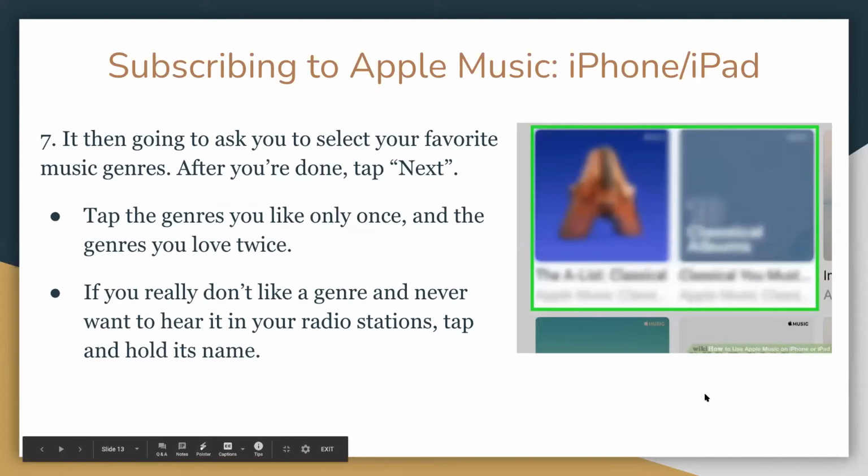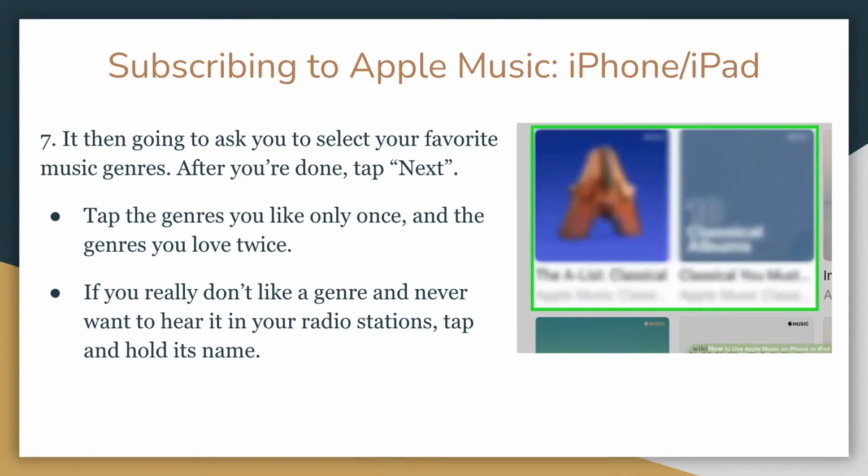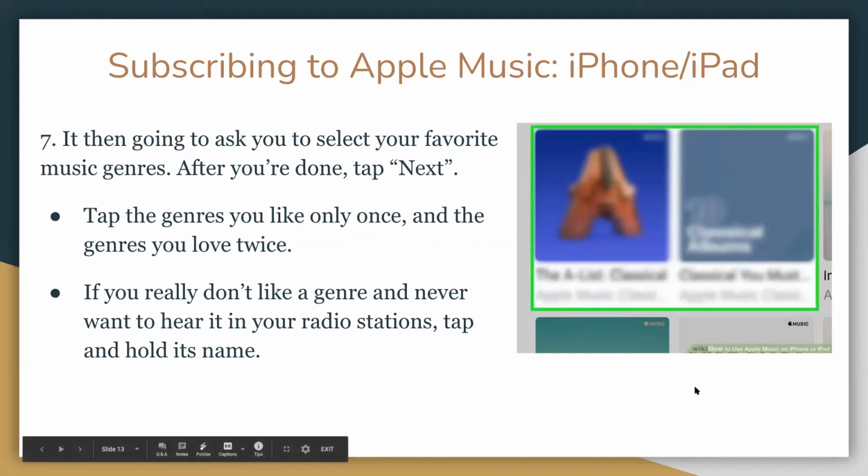The next step is that it is then going to ask you to select your favorite music genres. After you're done, tap Next. You only have to tap the genres you like only once and the genres you love twice. If you really don't like a genre and never want to hear it in your radio stations, tap and hold its name. This is just a way of Apple Music getting to know you and what you want to listen to.